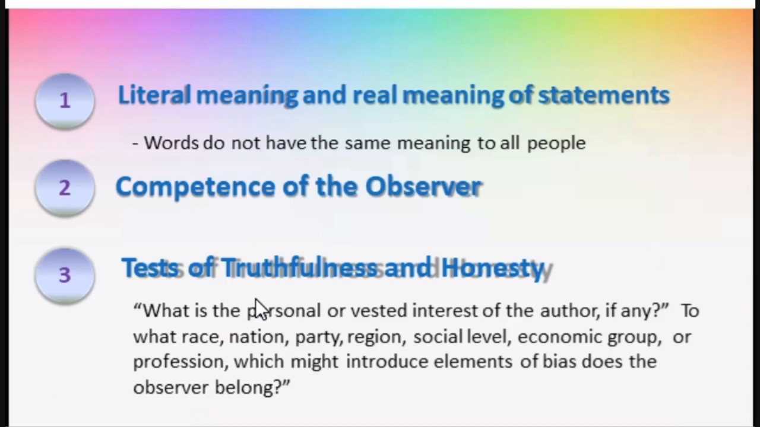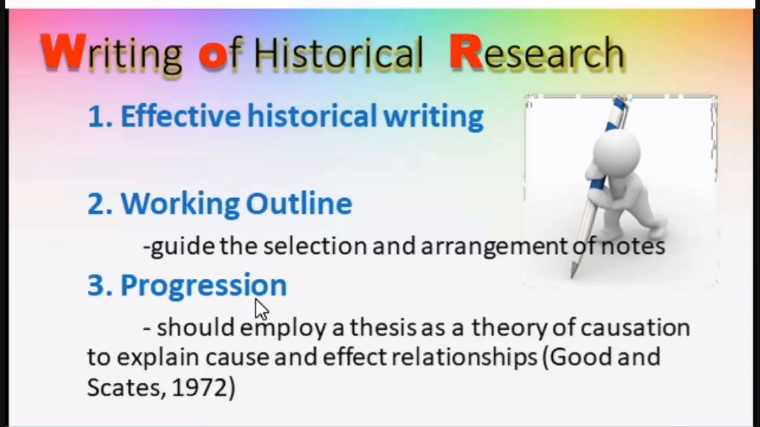What is the personal or vested interest of the author? To what race, nation, party, region, social level, economic group, or profession, which might introduce elements of bias, does the observer belong? Is the result provided with honesty and truthfulness? These are the things you need to consider, right?